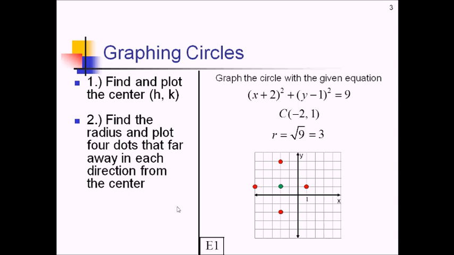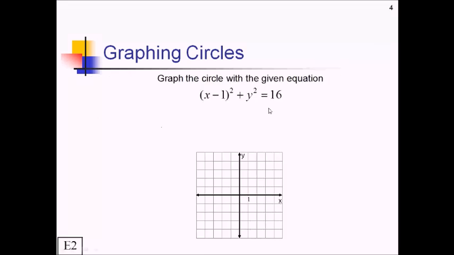For the last step, you got it. Connect the dots. So there's our circle. Woo! And we're all done with this. Here's another circle example. Pause the video and see if you can graph this one on your own.